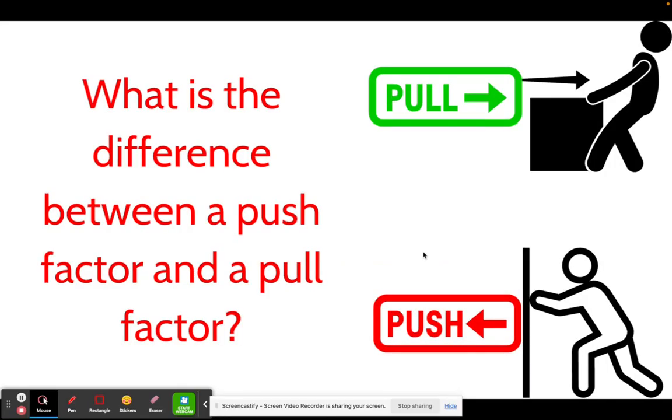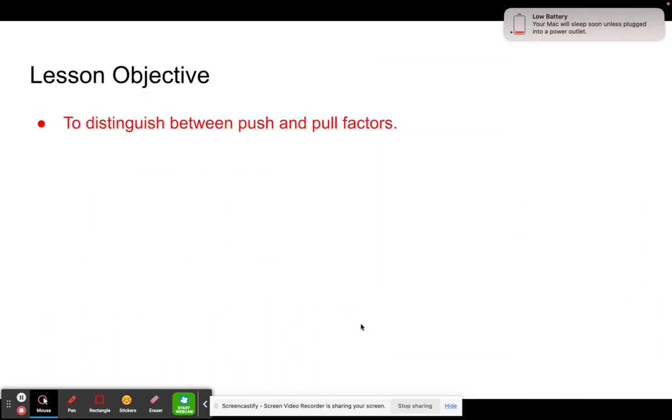Okay, your opening question. What is the difference between a push factor and a pull factor? Today's lesson objective, which you will need to write in your notes, is to distinguish between push and pull factors.